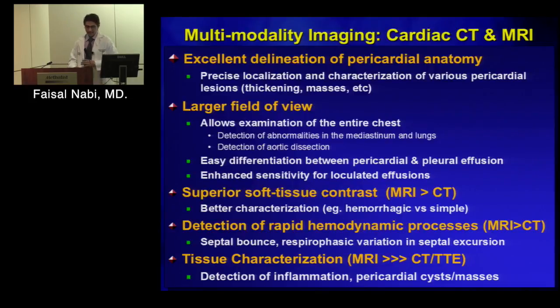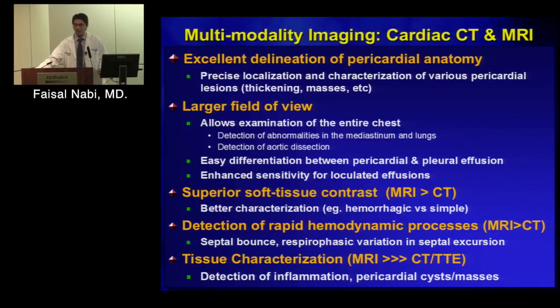So what is it about CT and CMR that can help in this disease process? Well, first of all, both of these techniques have very high spatial resolution. And therefore, as a result, they really have excellent delineation of the pericardium and its anatomy. And therefore, you can very accurately localize and characterize various pericardial lesions. This includes any thickening, calcification, or masses.